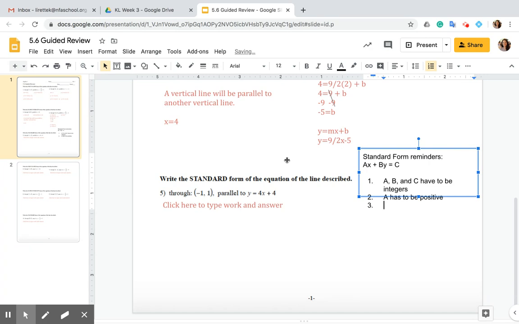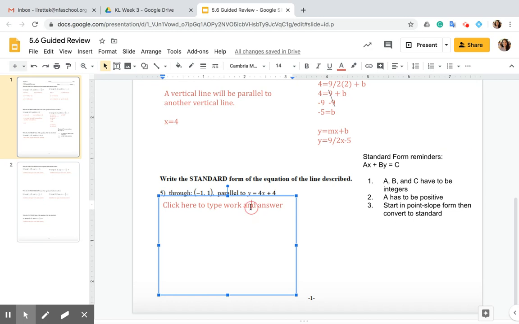The third reminder is not really a rule, but really just how you're going to go about doing these types of problems. My suggestion is start in point slope form and convert to standard. That's my suggestion, okay? So to start, I'm going to write it in point slope form, which is this, y minus y1 equals, or excuse me, in parentheses, x minus x1. And then I'm going to convert that equation into standard form, okay?